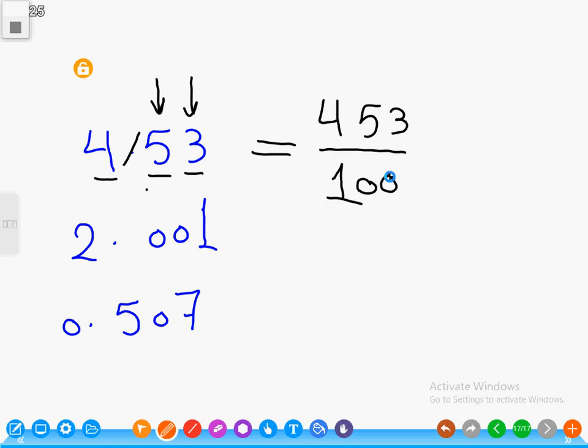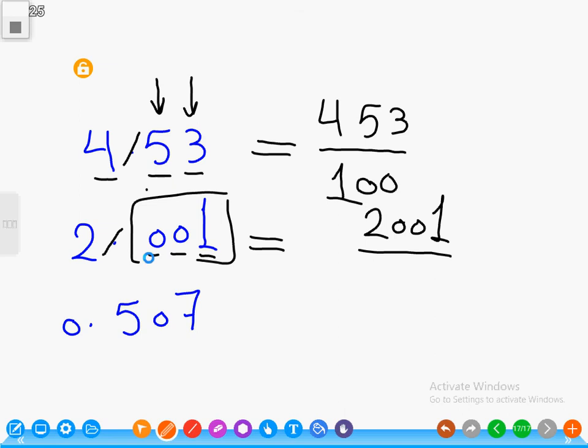Now let's answer the next example. 2.001. Let's write it as an improper fraction. Ignore the decimal point and write the number 2001. Let's count how many digits after the decimal point: 1, 2, 3. So we will write what? 1 with 3 zeros. It means 1000.